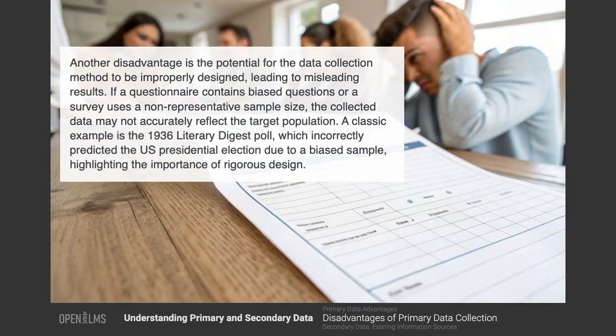Another disadvantage is the potential for the data collection method to be improperly designed, leading to misleading results. If a questionnaire contains biased questions or a survey uses a non-representative sample size, the collected data may not accurately reflect the target population. A classic example is the 1936 Literary Digest poll, which incorrectly predicted the US presidential election due to a biased sample, highlighting the importance of rigorous design.